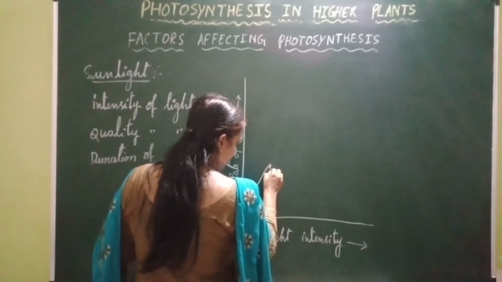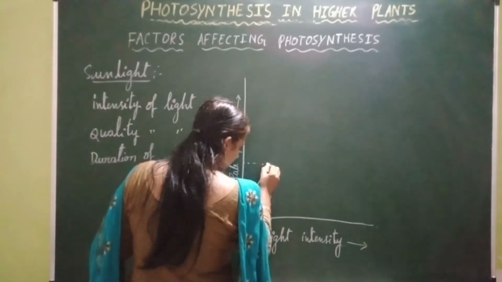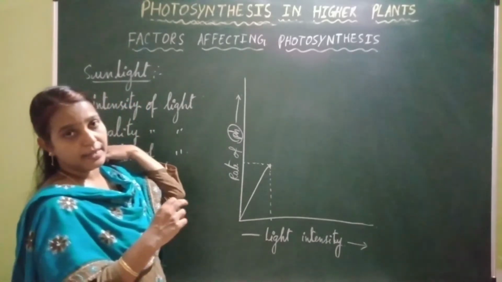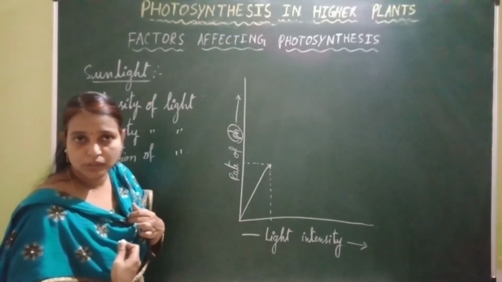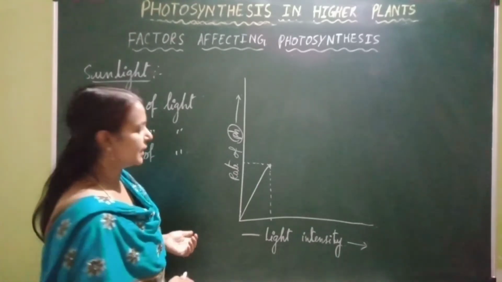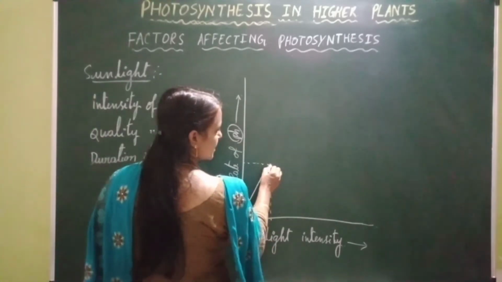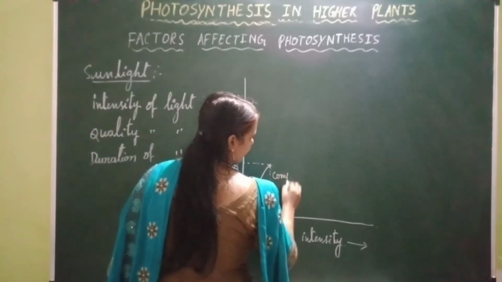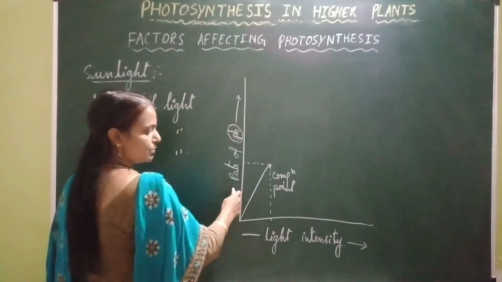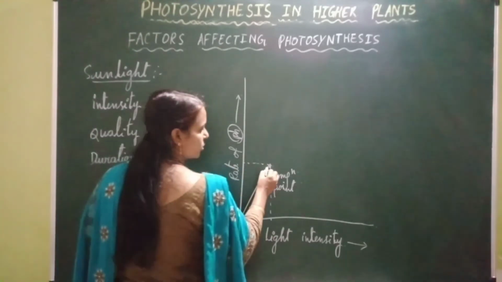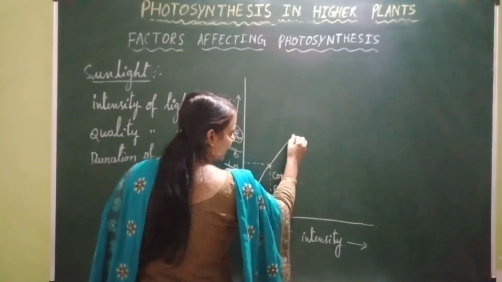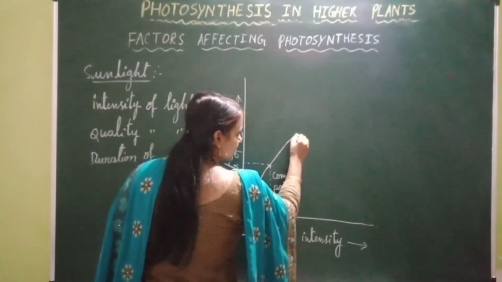So, the light compensation point is the value of light intensity at which the amount of carbon dioxide absorbed by the plant for photosynthesis is equal to the amount of carbon dioxide released by the plant through respiration. So, this point is the compensation point. After this compensation point also, if the light intensity goes on increasing, the rate of photosynthesis goes on increasing, and at one point it reaches a point called the saturation point.